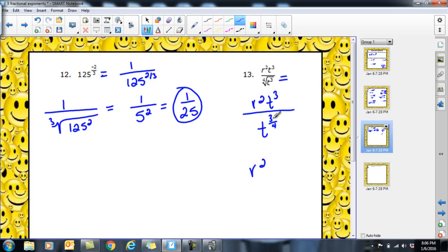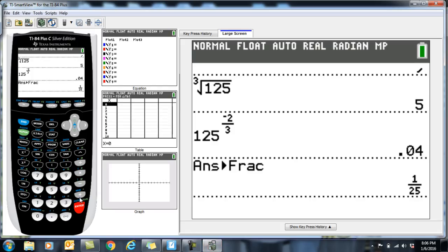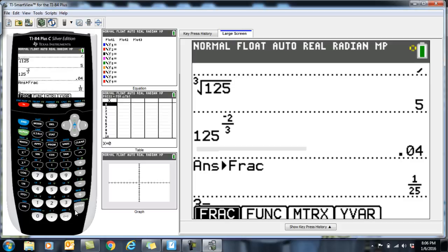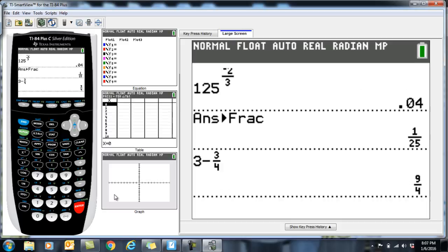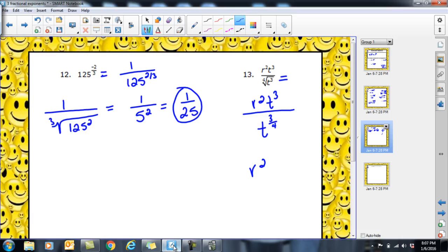But I'm going to have to subtract 3 minus 3/4, and so your calculator will do that. If you do 3 minus 3/4, it gives you that the fraction is 9/4, and so your t becomes t to the 9/4 power, because I subtracted these 2. That's what it became. If you want to get really serious, you can do 3 minus 3/4, find a common denominator, then subtract, and then write it down. Your calculator takes care of all of that for you, so please use it.